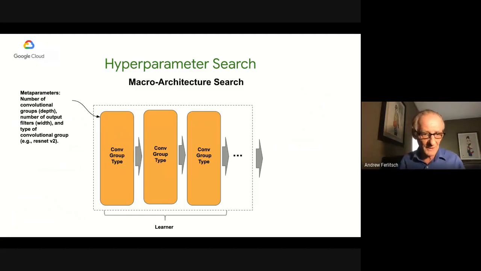So an example of a meta parameter: they're typically used for what we call macro architecture search. And so they're going to modify the model at sort of a macro level. And that means like the number of groups that are in there and what's inside the groups. So if we're talking about convolution, like how many filters inside of every group, or even what type of group it's going to use, like a ResNet V2.